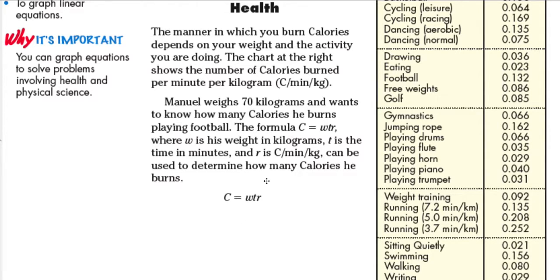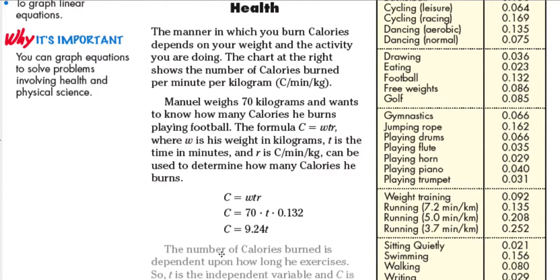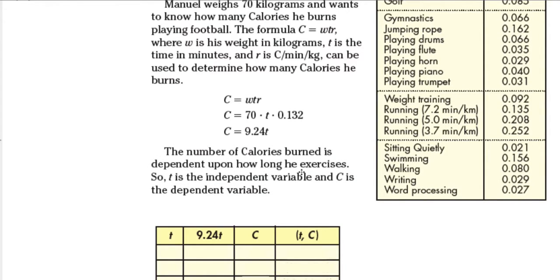Now Manuel's weight is 70 kilograms, and we don't know the time that Manuel will be playing football. The calories per minute per kilogram that Manuel burns would be 0.132. That's football right over here. If we simplify this equation, we have C equals 9.24T, when you multiply 70 times 0.132. So the number of calories burned is dependent on how long he exercises.